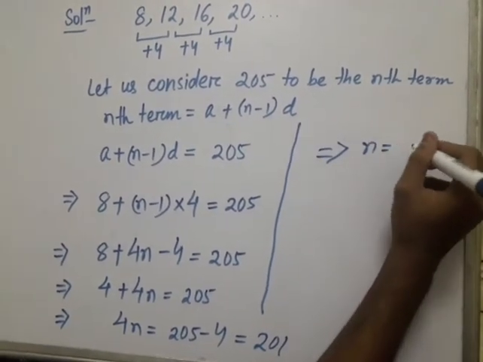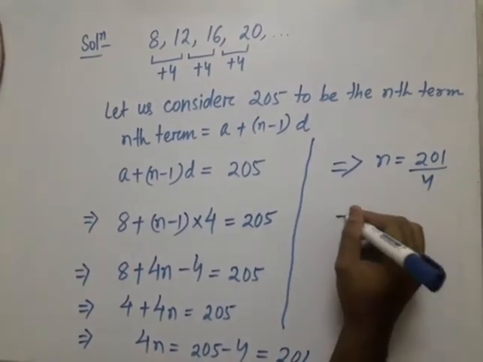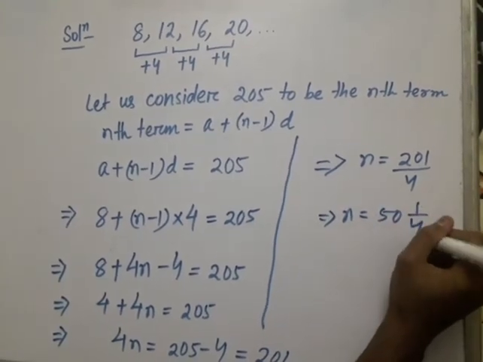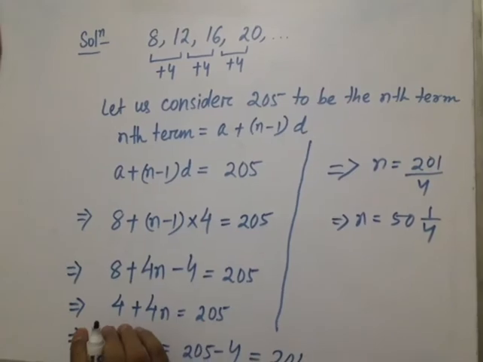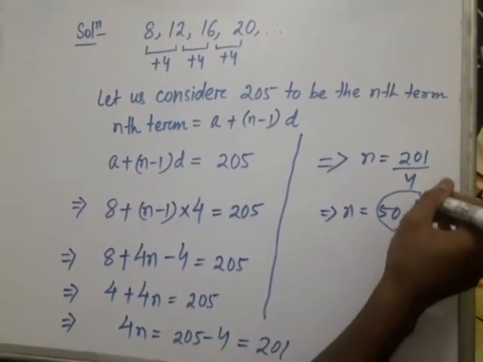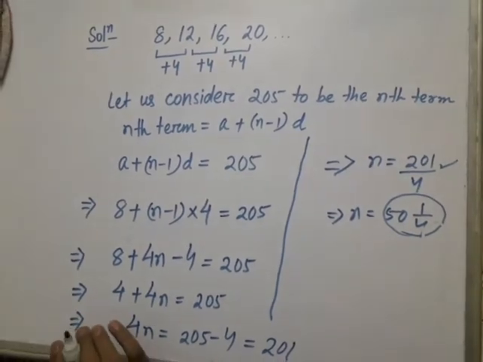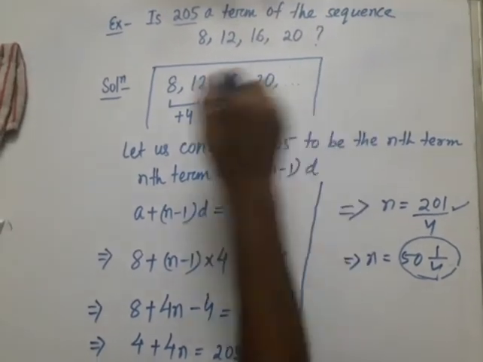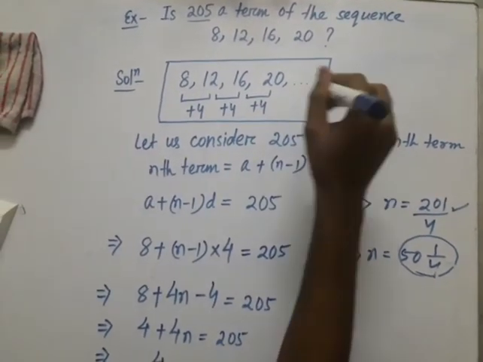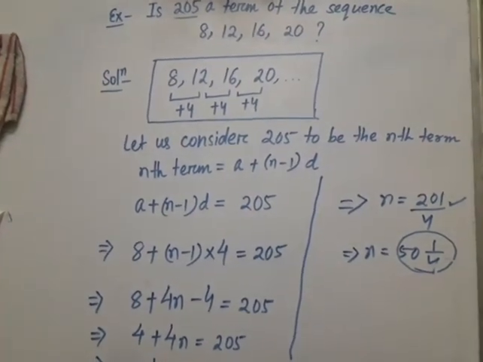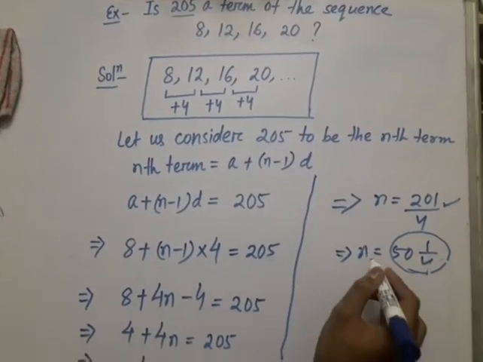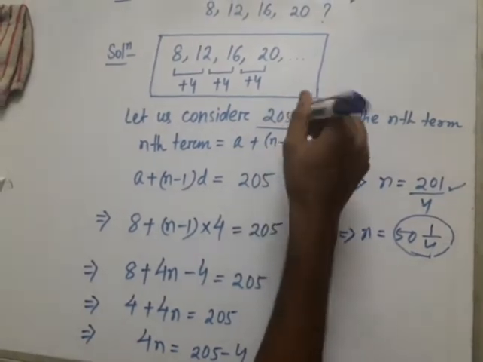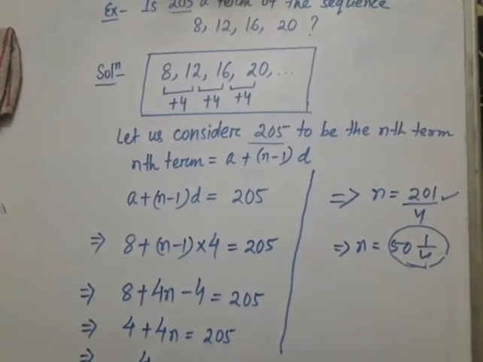n is equal to 201 divided by 4, which is 50 whole 1 by 4 in a mixed fraction. Okay, so we see we get a mixed fraction, a fractional number. But in the sequence, can we see any particular fractional number? The answer is no. There is no fraction in this sequence or series. So this n equal to 50 whole 1 by 4 shows us that this particular term 205 is not a member of this particular sequence.